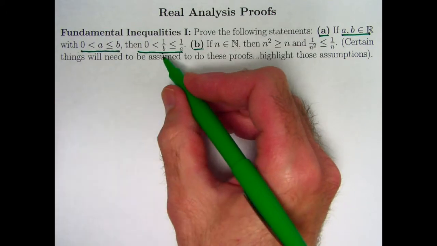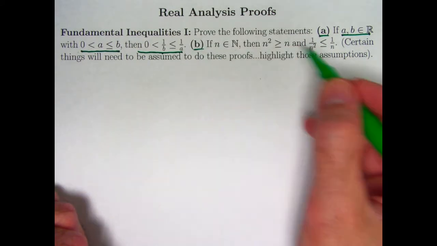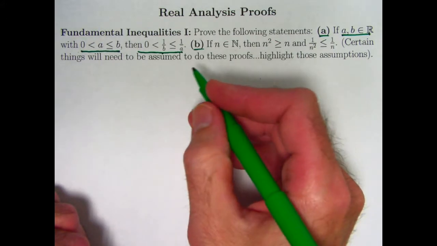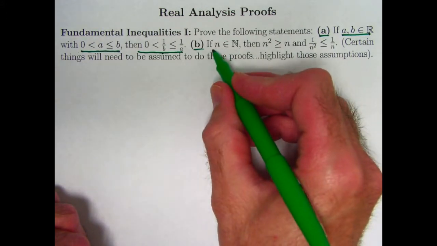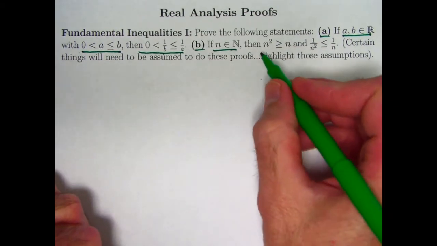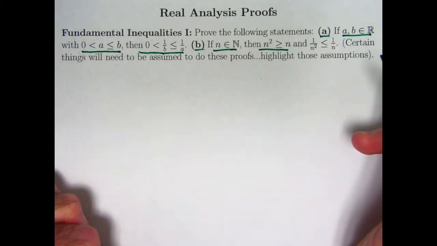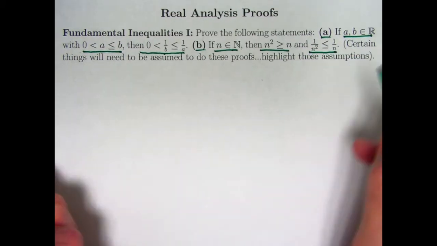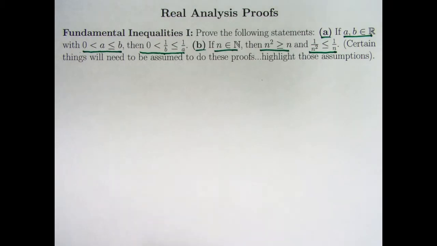1 over B is the multiplicative inverse, the reciprocal of B. 1 over A is the multiplicative inverse of A. Part B, I want to show that if n is a natural number, 1, 2, 3, 4, 5, 6, etc., then n squared is greater than or equal to n, and it will follow very quickly from part A that 1 over n squared is less than or equal to 1 over n.